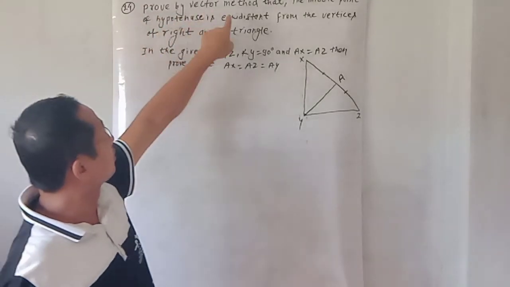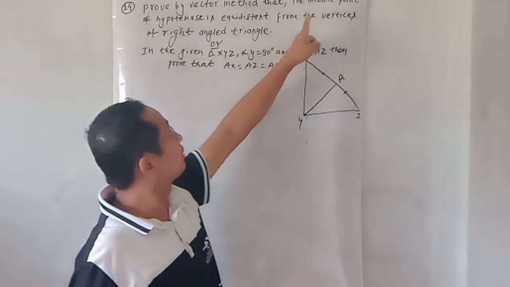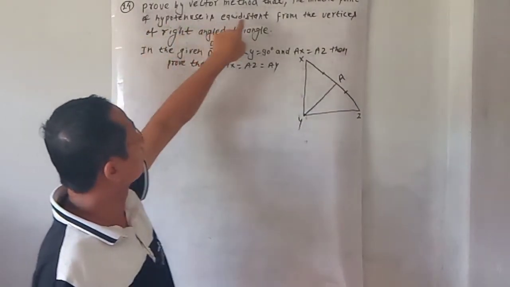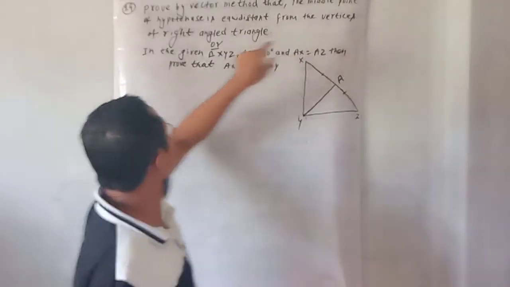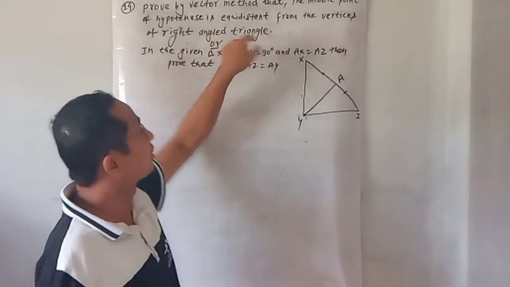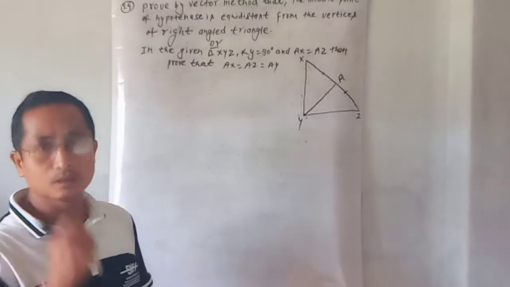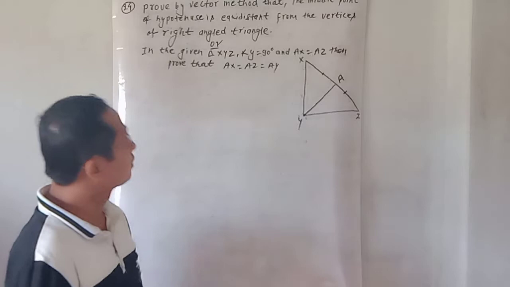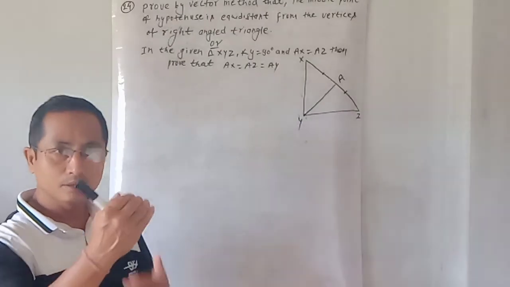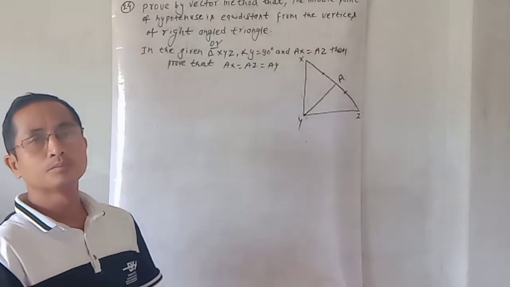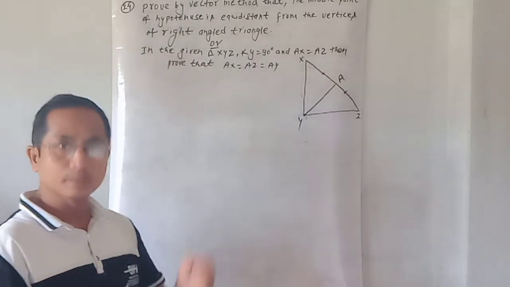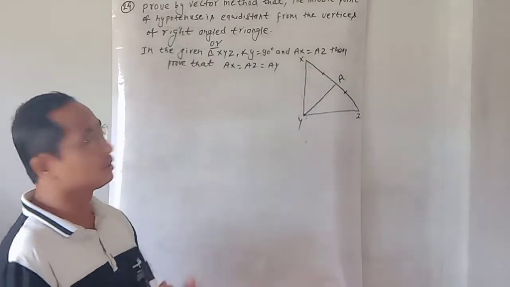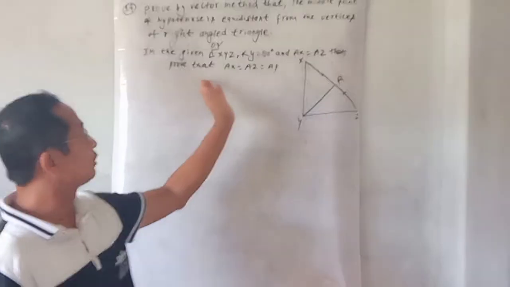Prove by vector method that the middle point of the hypotenuse is equidistant from the vertices of a right angle triangle. This theorem is given: the middle point of the hypotenuse is at equal distance from the vertices of a right angle triangle. The same question can be asked in this way too.